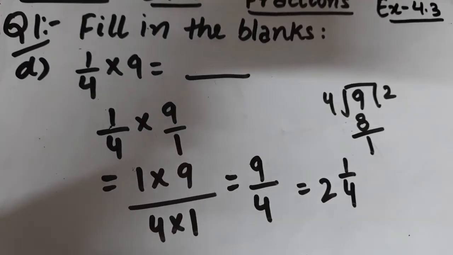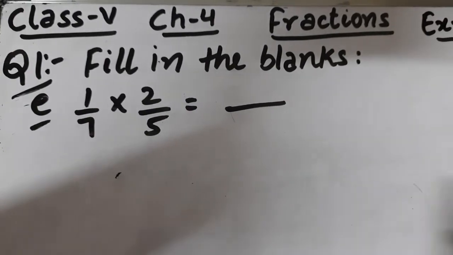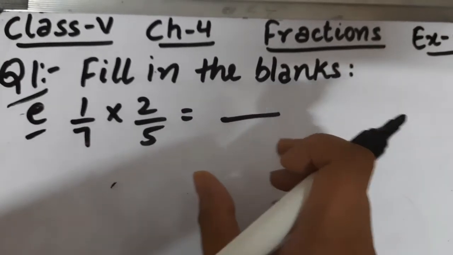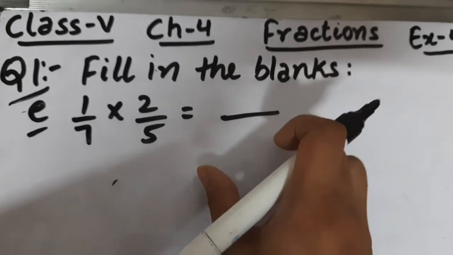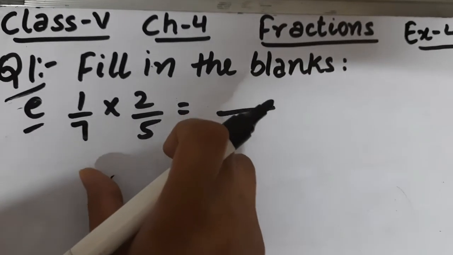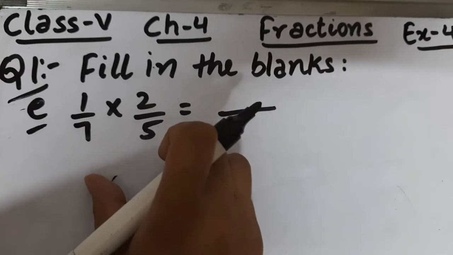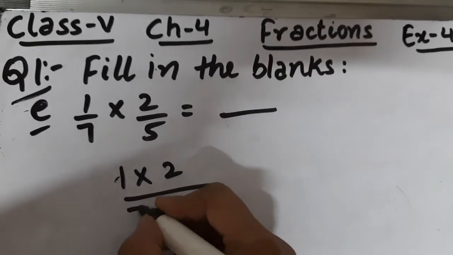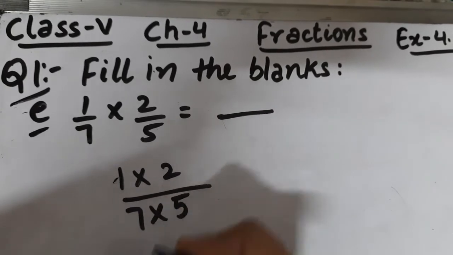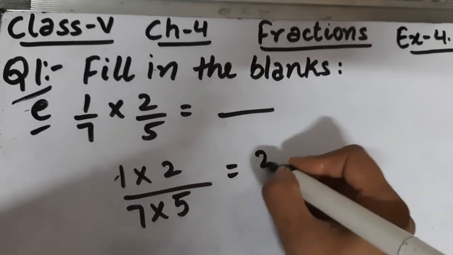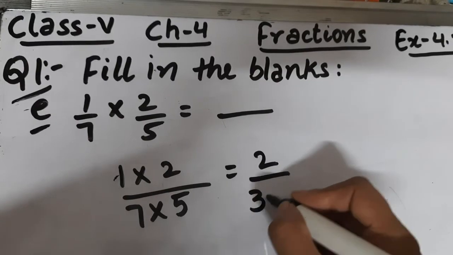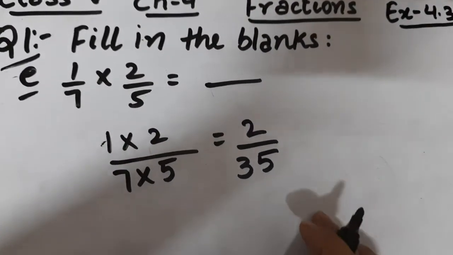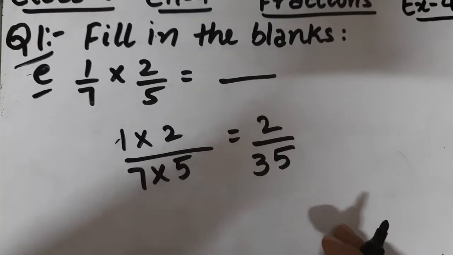Now let's start E part. E part is 1 upon 7 multiplied by 2 upon 5 is equal to dash. We have to fill in this dash. So what we will do, both these are fractions. So we will multiply the numerators and denominators like this. Okay, 2 1s are 2, 7 5s are 35. So your answer will be 2 upon 35. Okay, this is E part of question number first.